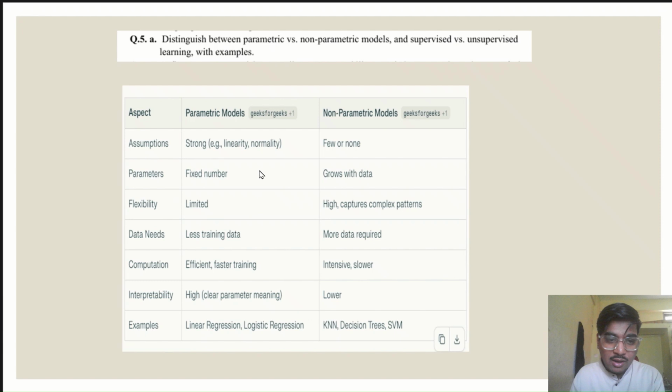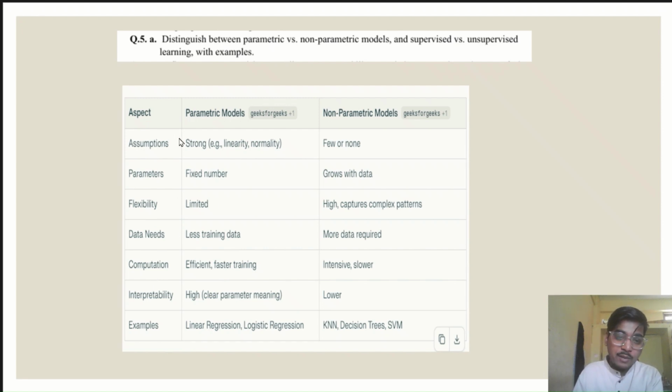Parametric models have limited flexibility, whereas non-parametric models have high flexibility and capture more complex patterns. Parametric models need less training data, whereas non-parametric models require more data. In parametric models, computation is efficient and training is faster, whereas in non-parametric models, computation is intensive and slower compared to parametric models.